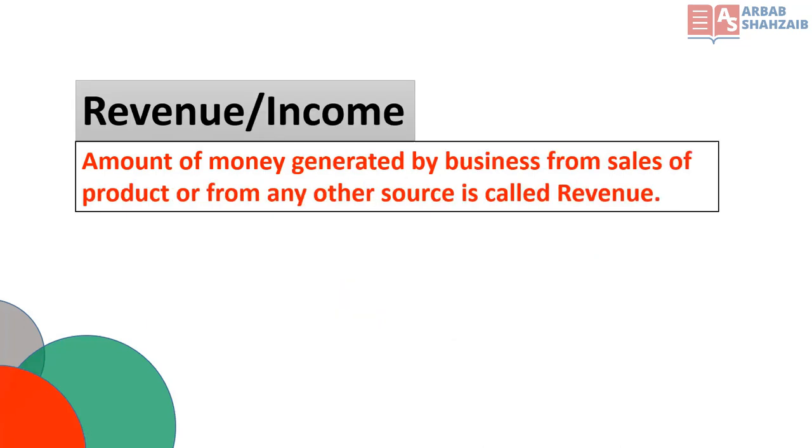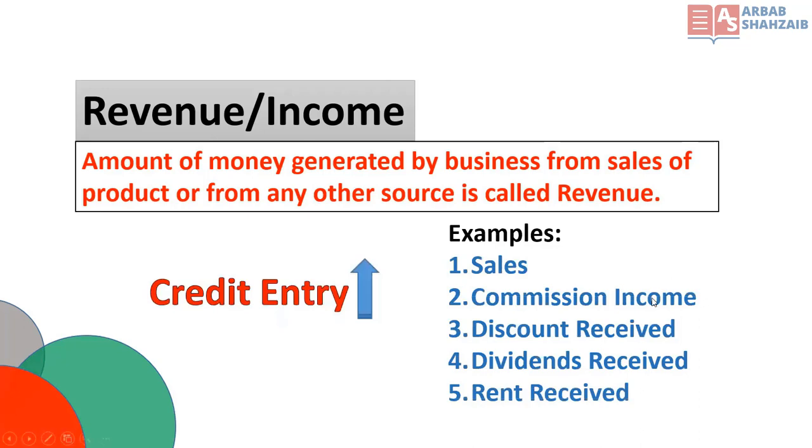Revenue or income is the amount of money generated by the business from the sales of products or from any other source. It means not only from the sale of your product, but from any source your business is getting revenue. This is called your revenue and income for the business. Mainly we have sales, commission income, discount received, dividends received, and rent received. Sales, like when we sell a product, we get revenue.